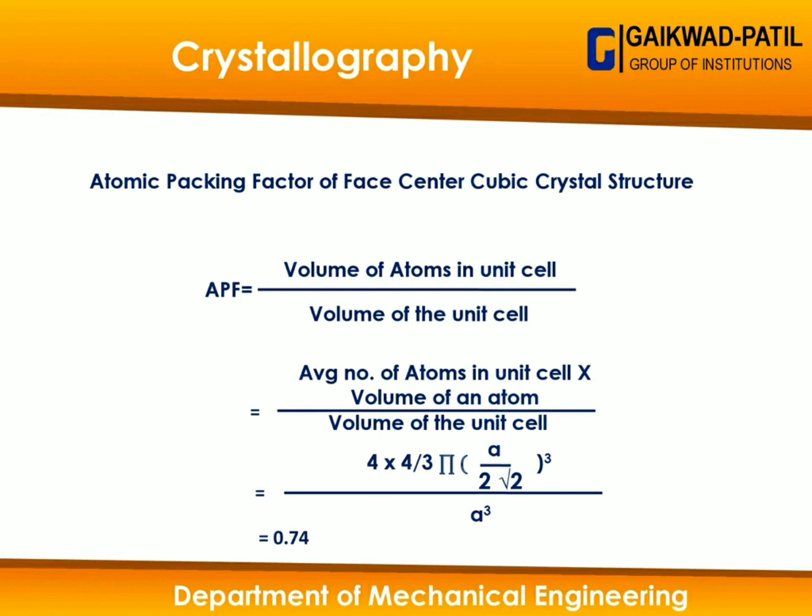When we multiply this fraction value by 100, we will get 74%, and when we subtract 74% from 100%, we will get the vacant space or white space in the face centered cubic crystal structure. How much is it? 26%, right?